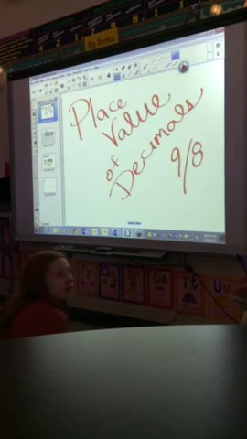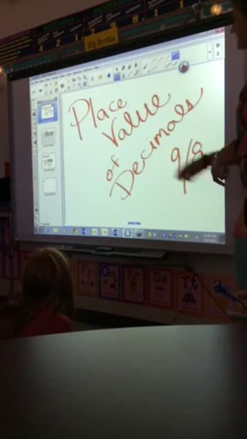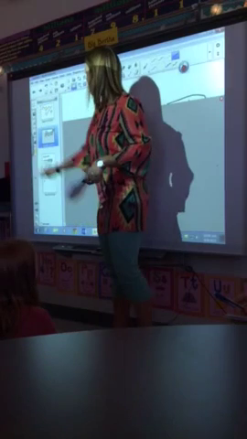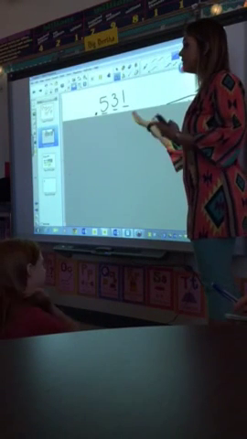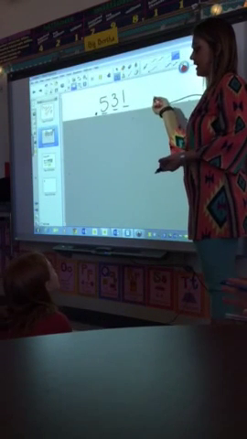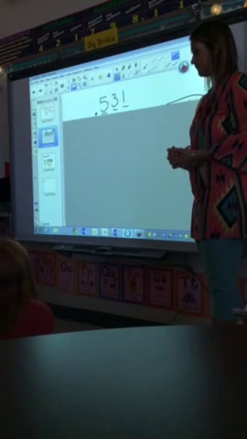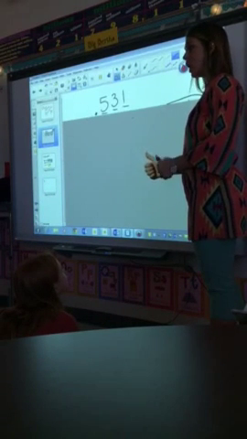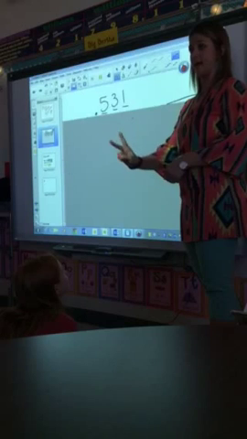Okay, so today's notes, place value of decimals. We're going to start off by viewing a number. What form is this in? Mark. It's in standard form. Excellent. We're going to look for two other forms today.